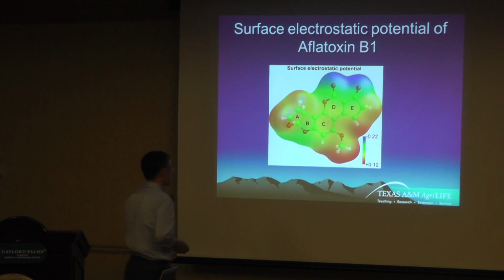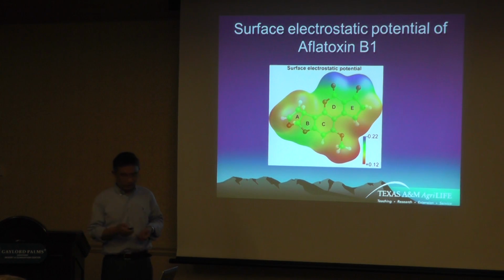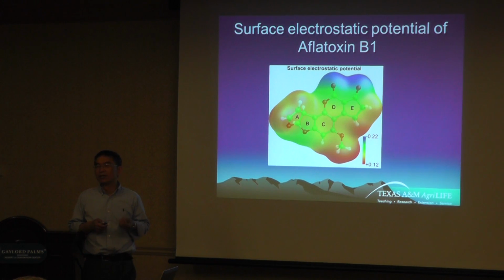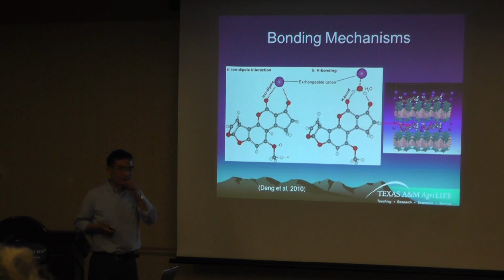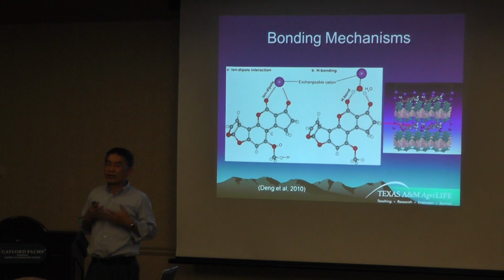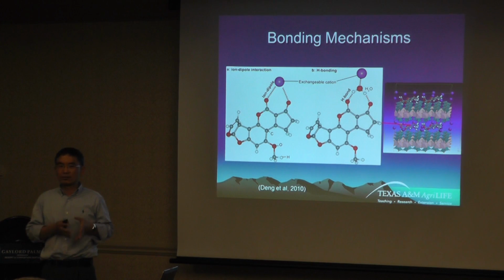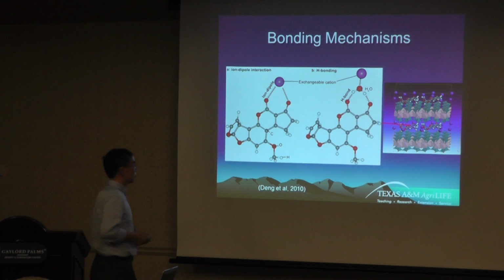Aflatoxin is a non-ionic compound. It's a neutral molecule. It doesn't have charge, but it has some partial charge. This blue area means a slightly negative charge, and this red area is a slightly positive charge. So it's a polar organic compound. It has very low water solubility, less than 30 ppb. Based on some of our previous studies on different organic compounds, and how other organic compounds interact with smectites, we propose some bonding mechanisms.